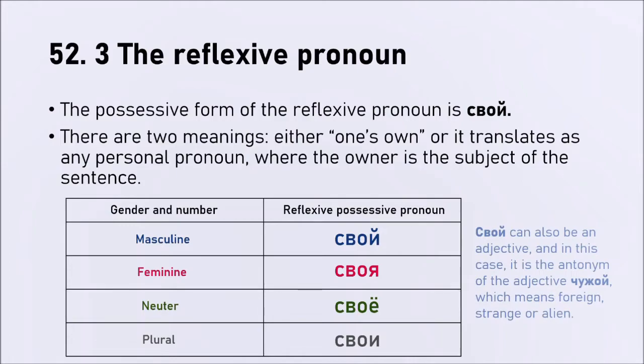And if it is, then it is actually the antonym of a different adjective in Russian, which is чужой. And чужой means foreign, strange, or alien. So if you refer to a person as чужой, then they're not yours, they're not your own. They've come from somewhere else, they're foreign, they don't belong here, in other words. Свой, however, is the opposite of that. It means someone who does belong here, who is with you.